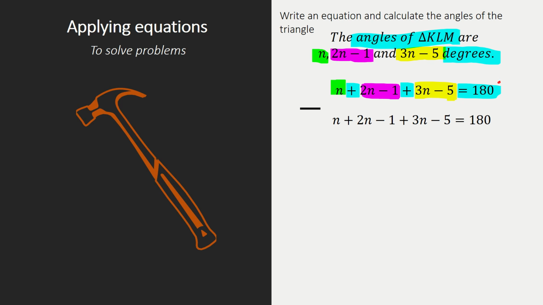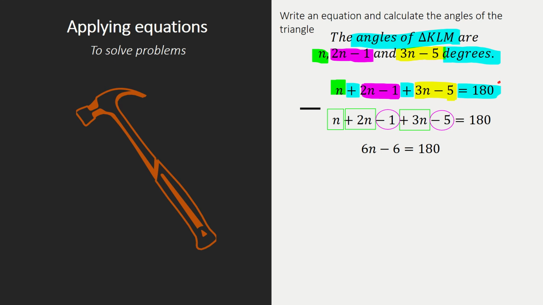First of all, I advise you to simplify everything. So let's highlight the like terms that we have. n, 2n and 3n are like terms since they have the letter n, and minus 1 and minus 5 are like terms since they are numbers. If we add or subtract them, we will get 6n minus 6 equals 180.